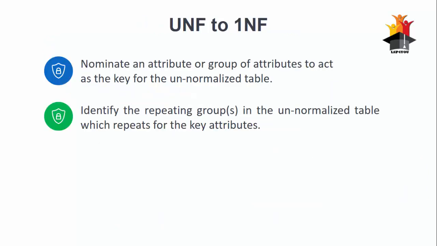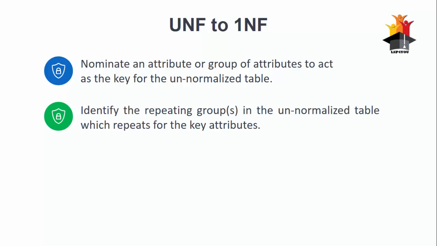Then how to go from UNF to 1NF, that is, unnormalized form to first normal form. Nominate an attribute or group of attributes to act as the key for the unnormalized table. Identify the repeating groups in the unnormalized table which repeat for the key attributes. We'll see how to transform a table from unnormalized form to first normal form.